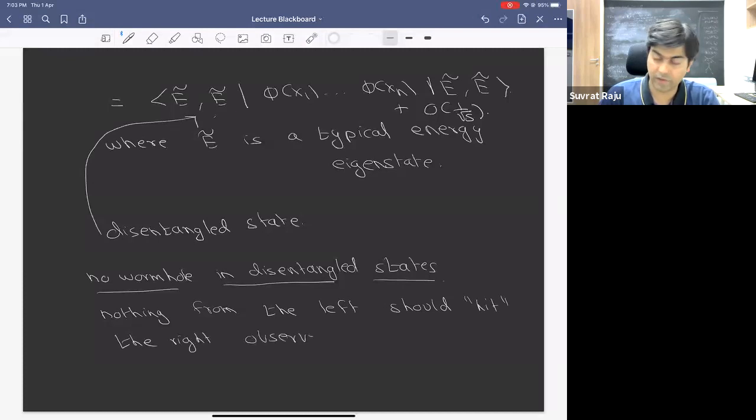In a disentangled state. Okay. So it could be that disentangled states are black holes. But if they are black holes, then there is no wormhole between them, or if there's a wormhole, the wormhole somehow has infinite length.